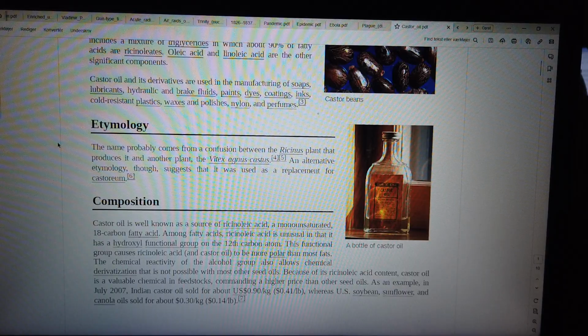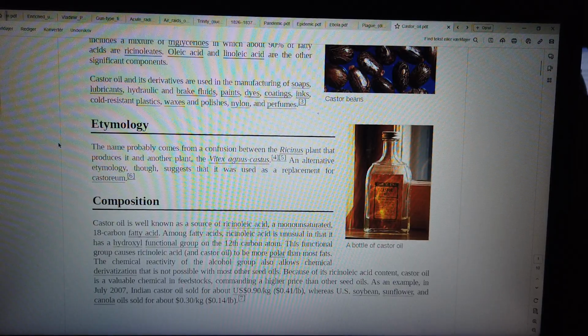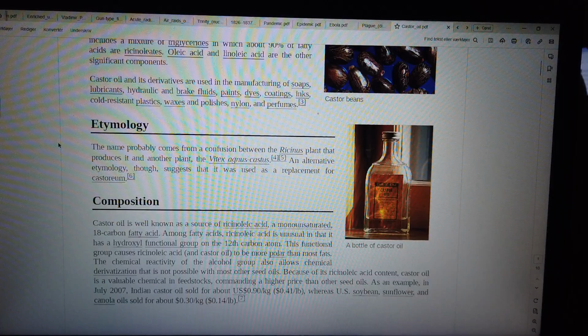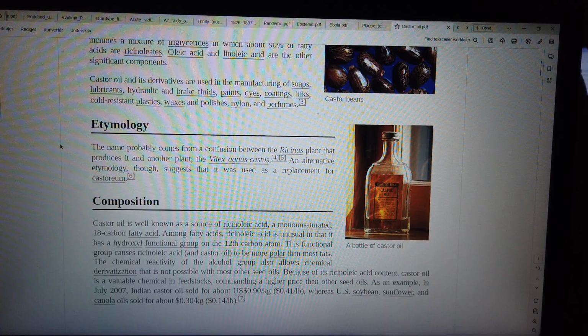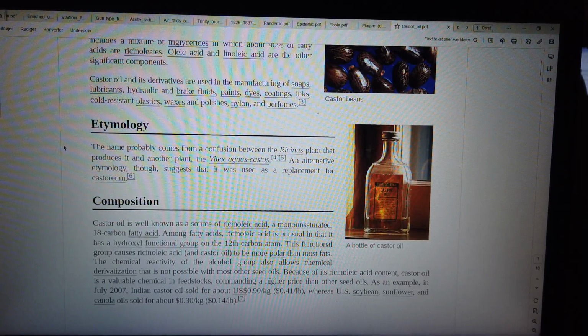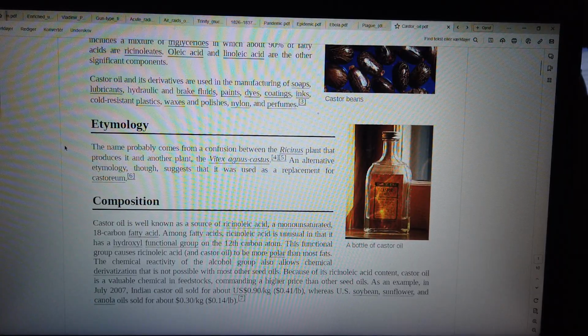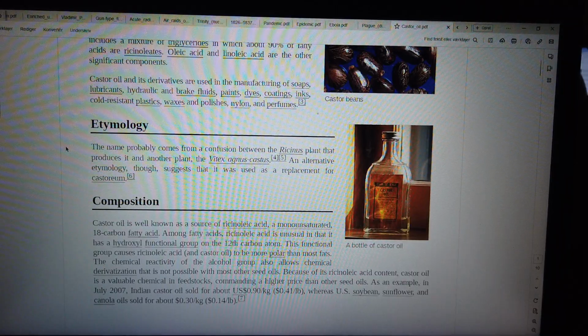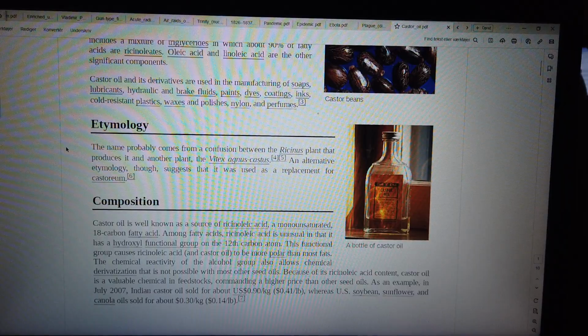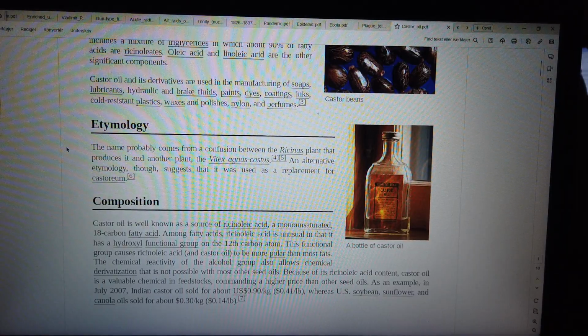Composition. Castor oil is well known as a source of ricinoleic acid, a monounsaturated 18-carbon fatty acid. Among fatty acids, ricinoleic acid is unusual in that it has a hydroxyl functional group on the 12th carbon atom. This functional group causes ricinoleic acid, and castor oil, to be more polar than most fats. The chemical reactivity of the alcohol group also allows chemical derivatization that is not possible with most other seed oils.